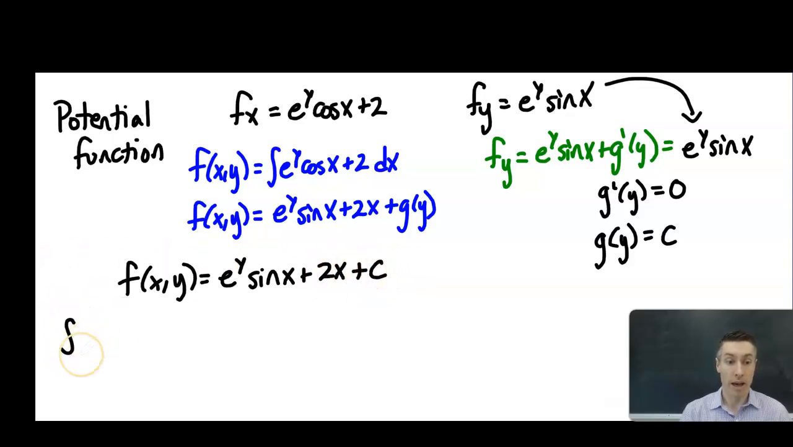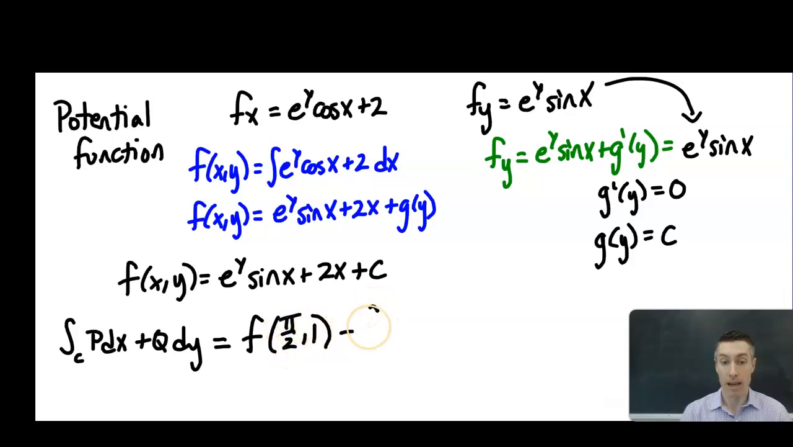So then to evaluate, we'll just write p dx plus q dy. We don't have to copy the whole vector field. We're evaluating the potential function at the endpoints. So that's pi over 2, 1 minus the potential function evaluated at 0, 0.